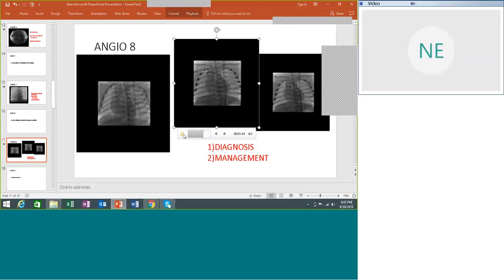Okay, look at this. So what is it? Any guess? Yeah, non-confluent branch PAs. What else? PDA supplying PA. So can you define more on the PDA? It's basically double vertical ductus supplying the individual branch PAs.